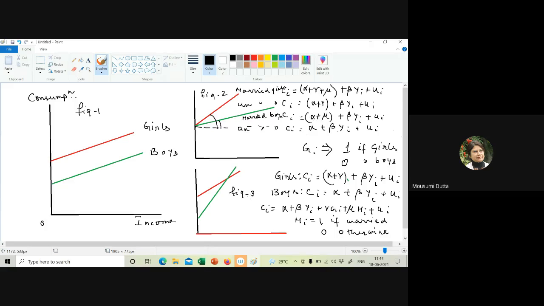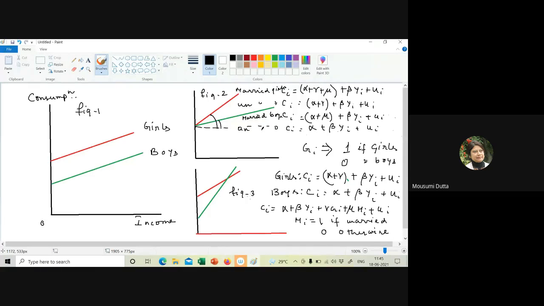Different starting points, however, the slope remains unchanged. Same starting point with different slopes, and different starting points as well as different slopes. So we need to learn how to tackle the dummy variable technique when there are differences in slopes as well.